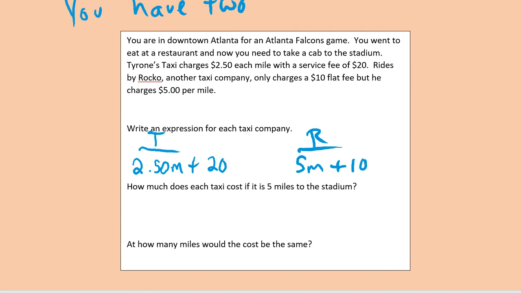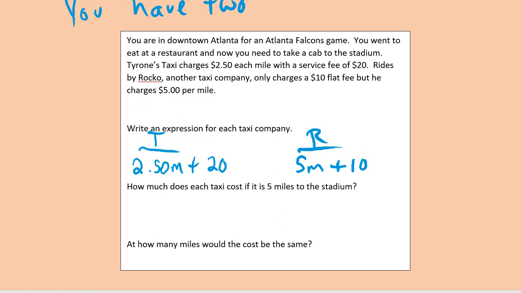So the person that's cheaper initially is Rides by Rocco. The person who is more expensive initially is Tyrone. However, Tyrone charges less per mile. So if you're driving a long way, you're probably going to want to go with Tyrone. If you're driving a short distance, you're probably going to go with Rides by Rocco.